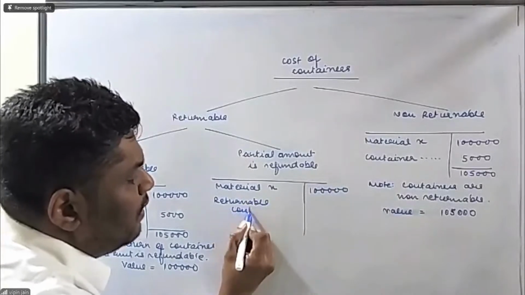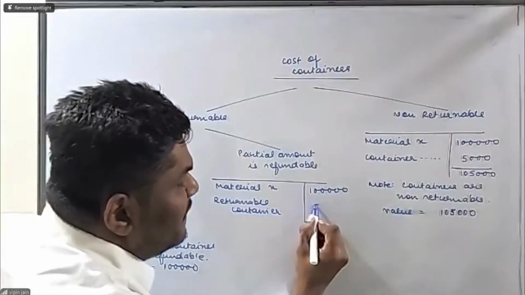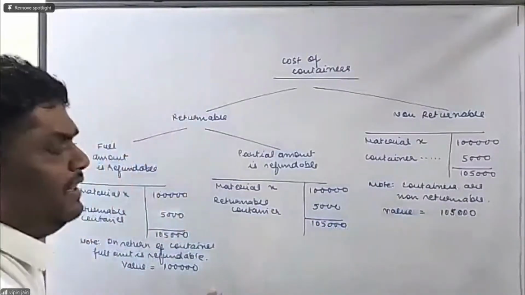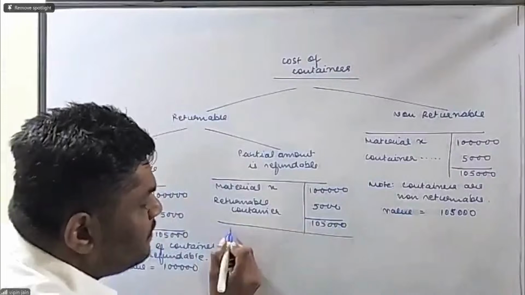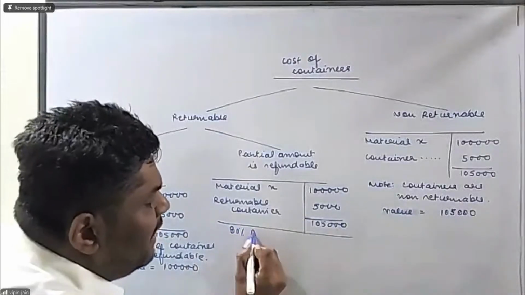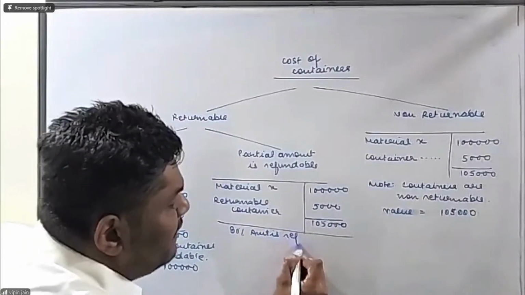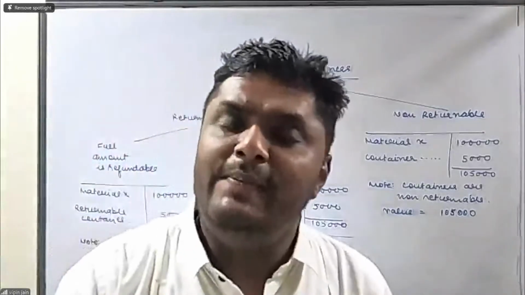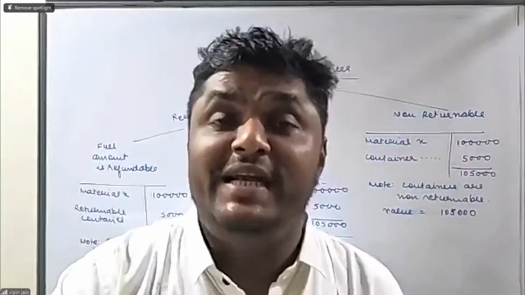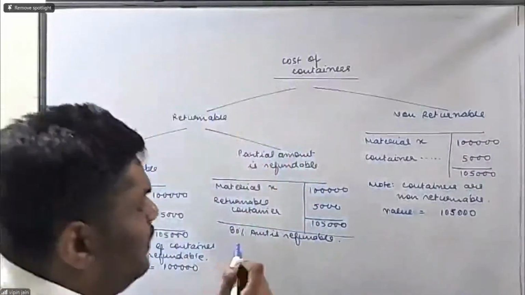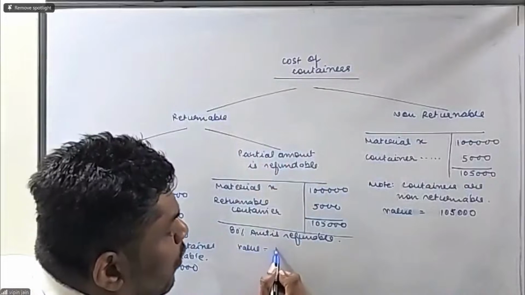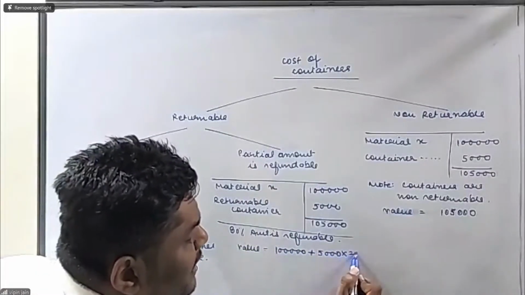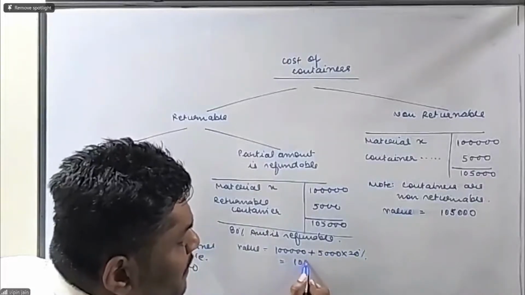Returnable container, let's say 5,000. Total bill is 1,05,000. Now here in the footnote, it is given 80% amount is refundable. So what will be the value of material? 80% amount we will get refunded, but 20% we have to bear the cost. So value will be how much? 1 lakh plus 5,000 into 20%. So the value will be 1,01,000.